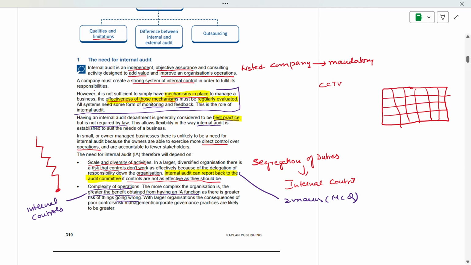Simple one. Think like this: you are doing the business. What will you do? You will put CCTV cameras in that place. You will link the CCTV cameras to your mobile, so you can watch everything. Everything will be recorded 24 hours. People are doing that right now. It is an internal audit.